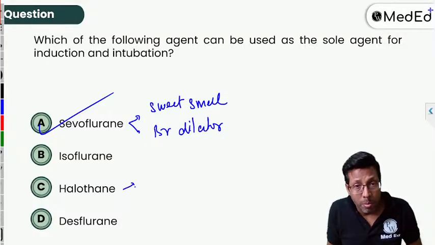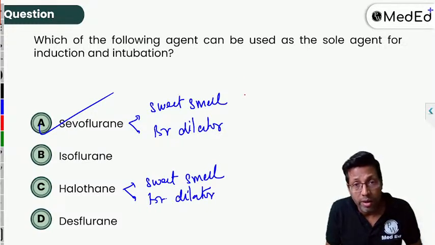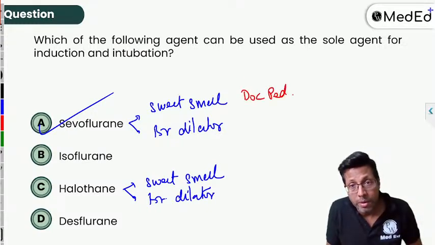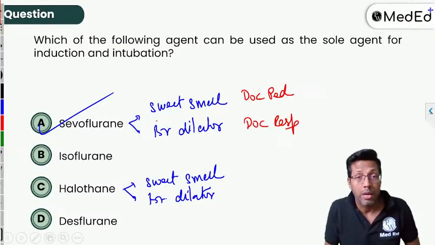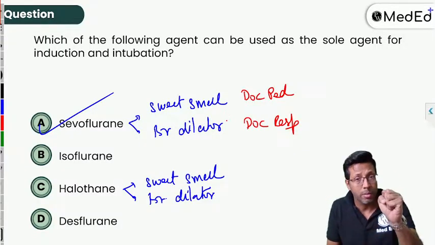right? On the other hand, remember, even halothane is sweet smelling and is a bronchodilator. But because sevoflurane is a newer drug, that is the reason why it is a drug of choice in a pediatric patient, and that's why it's a drug of choice for a respiratory patient, right? But apart from that, remember, sweet smell, bronchodilator means it is going to relax the bronchus. It's not constricting the bronchus.